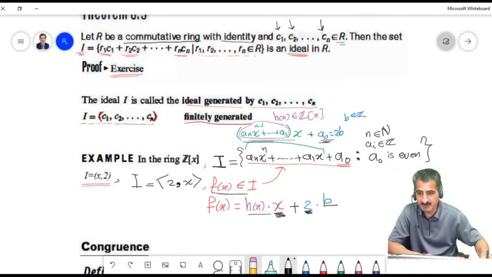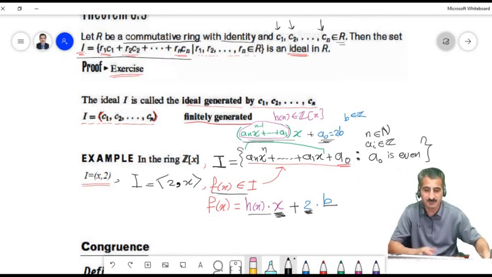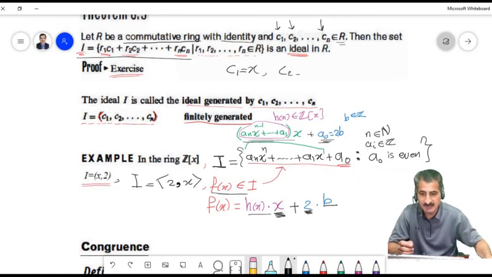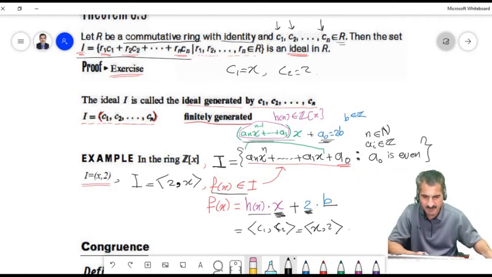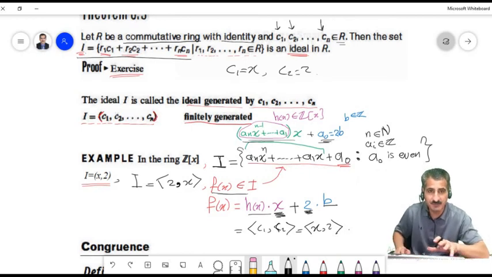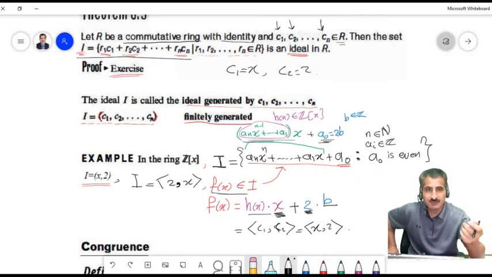It is a summation of multiples of, we can take now c1 as x and c2 as 2, then that will be generated by c1 and c2, which means it is generated by x and 2. So let me make it clear. I want to show that I is generated by x and 2. How do I do that? I pick an arbitrary element in I and rewrite it as a multiple of x plus a multiple of 2, then we are done. And that's what we wanted to do.